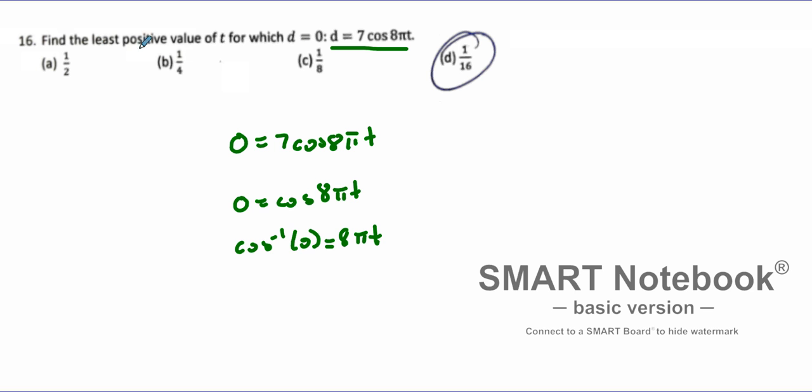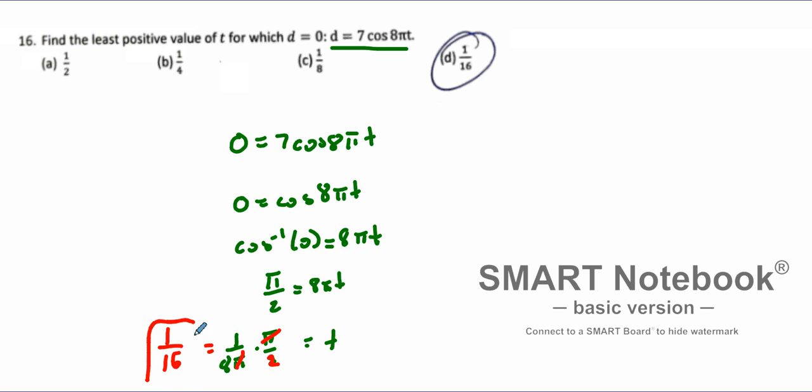All right, so find the least positive value of t. Our first value that will give us cosine of 0 is going to be pi over 2. So pi over 2 is going to be our answer here. What we have then is 8 pi t. We're going to divide by 8 pi, so t is going to equal pi divided by 2 times 1 over 8 pi. The pi's will cancel out, and we're left with 8 times 2, that's a 2 by the way, remember, because it's pi over 2. So we're going to have 1/16 is what t is going to be. So our least positive value is 1/16. That's the first one we're going to have when we solve that.